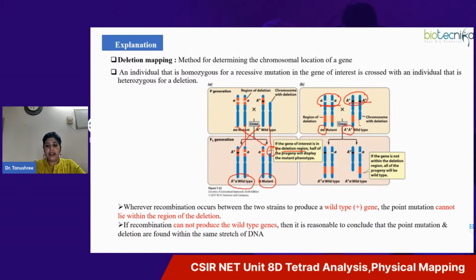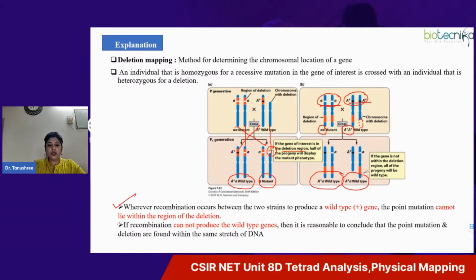And you can see here this chromosome region is deleted, but this is the region which does not contain your gene of interest. So if a cross happens between these two individuals, always remember you will get all wild type. So if the gene is not within the deletion region, all of the progeny will be wild type. That is all you have to remember.